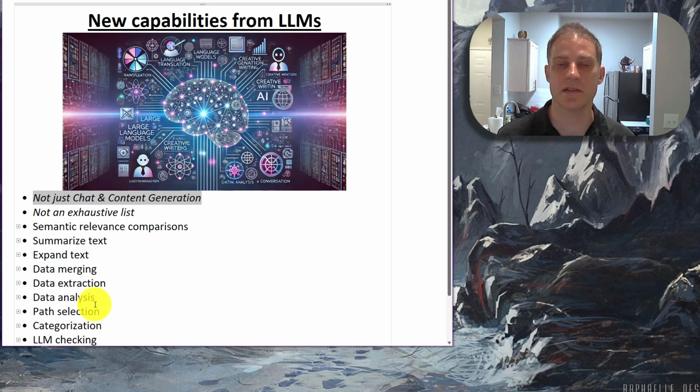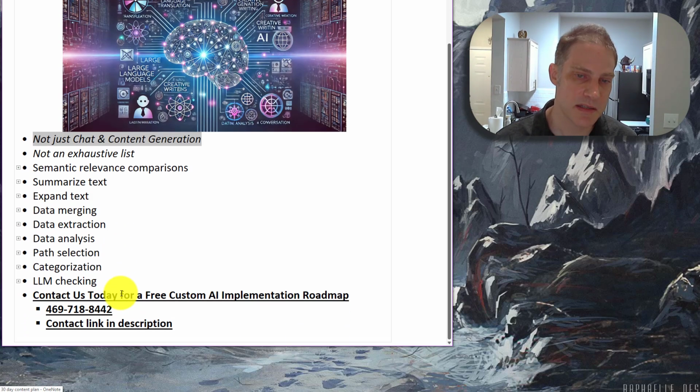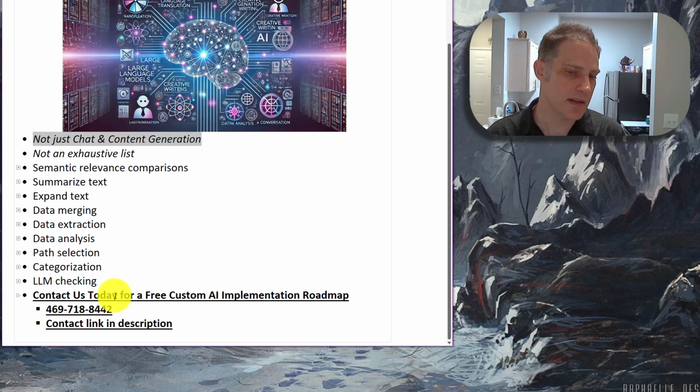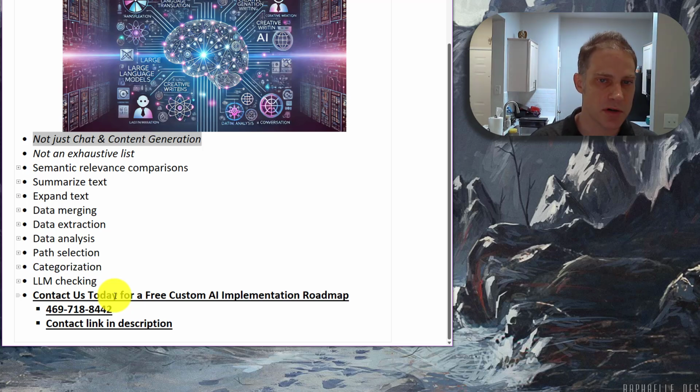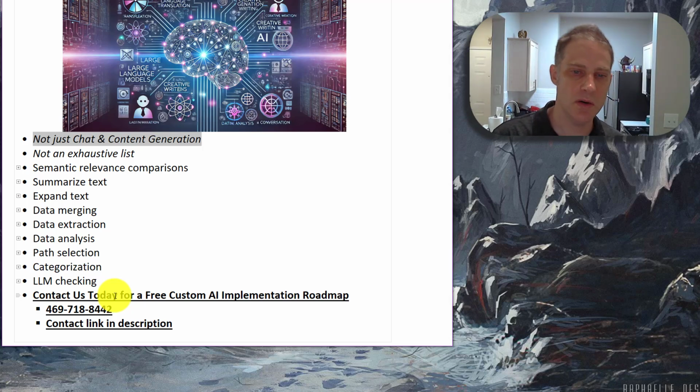Now, this is not an exhaustive list. I'm sure there are some things that I'm missing, and if you have some ideas for things that are missing, please feel free to put them in the chat. Some things are subcategories, and maybe some of these you could merge or combine. There's a lot of really cool stuff that can be done with large language models.